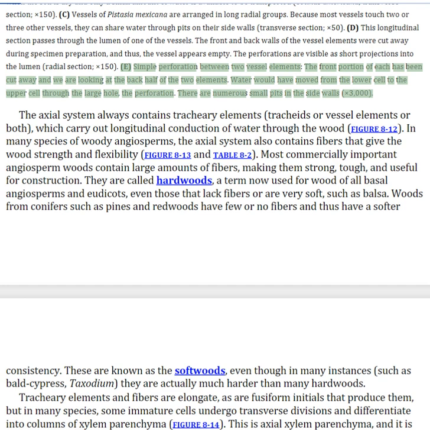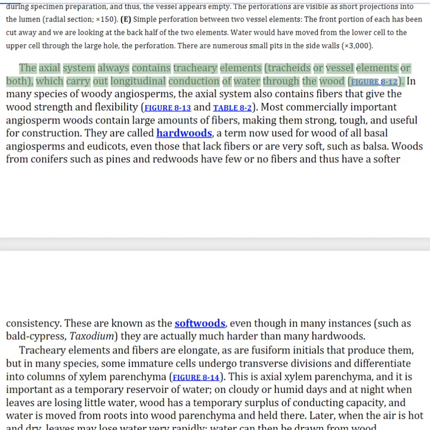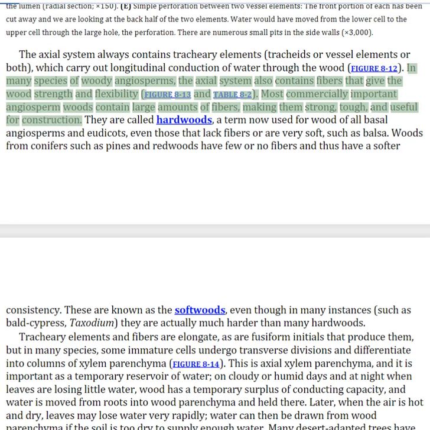Water would have moved from the lower cell to the upper cell through the large hole, the perforation. There are numerous small pits in the side walls. The axial system always contains tracheary elements, which carry out longitudinal conduction of water through the wood. In many species of woody angiosperms, the axial system also contains fibers that give the wood strength and flexibility.